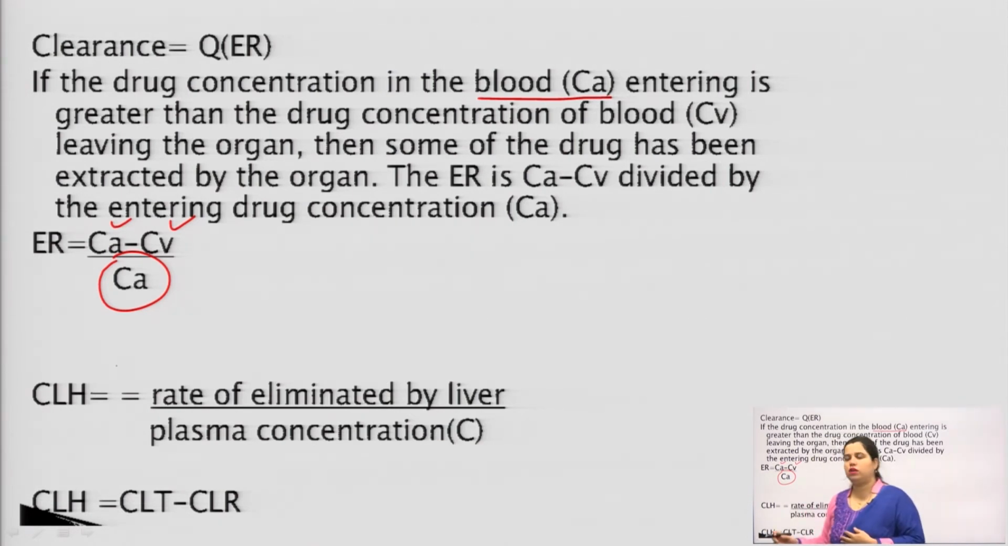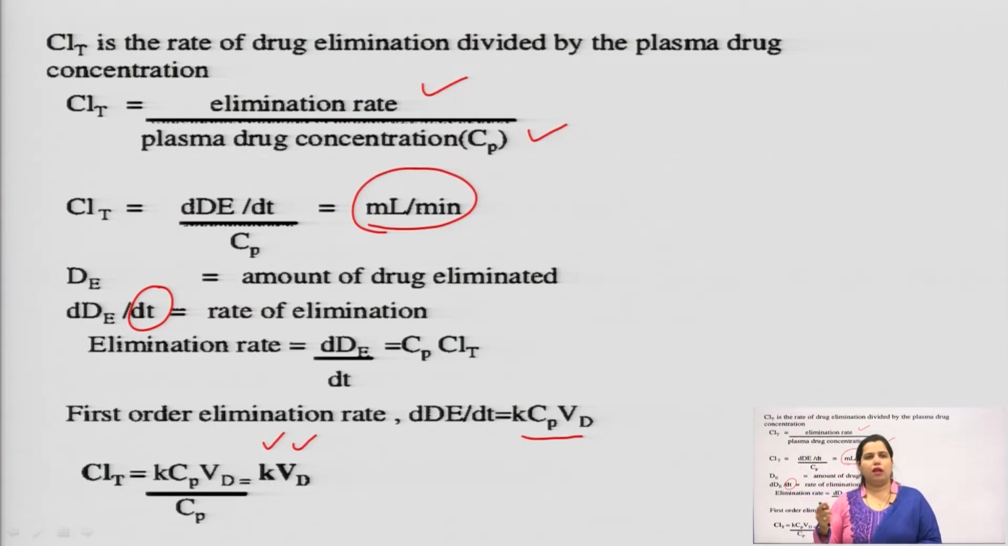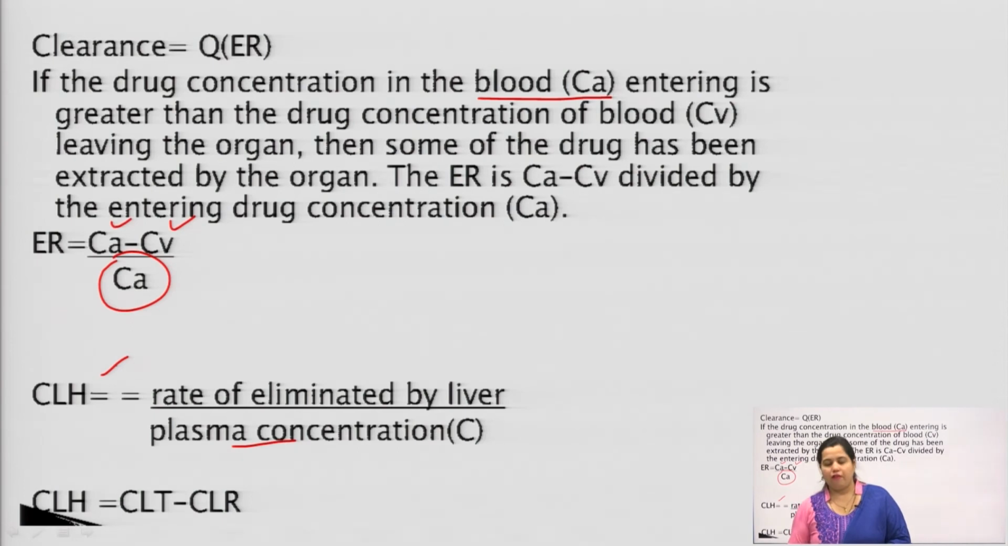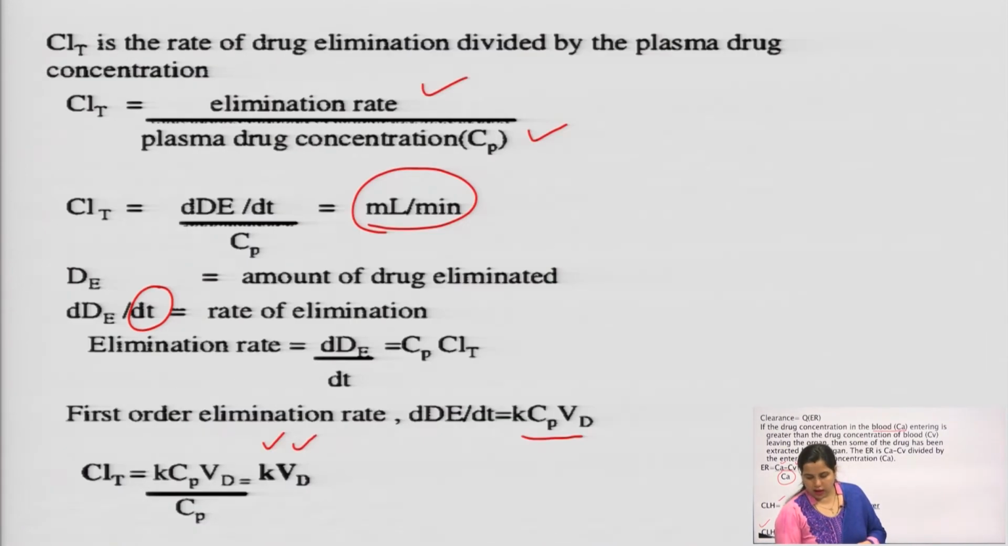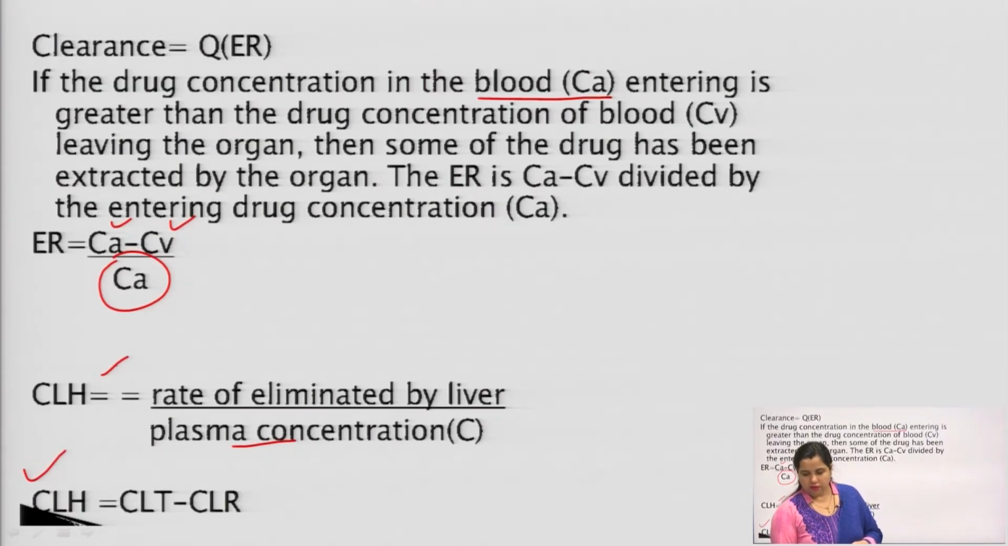So, here we have written clearance as the rate of elimination of drug by the liver divided by plasma concentration. You see the basic equation is like this only: clearance is the elimination rate divided by plasma concentration. But if we talk specifically about liver clearance, the formula is the rate of drug eliminated by the liver divided by plasma concentration. In mathematical expression, CLH is equal to CLT minus CLR. This is how you calculate the different types of clearances.